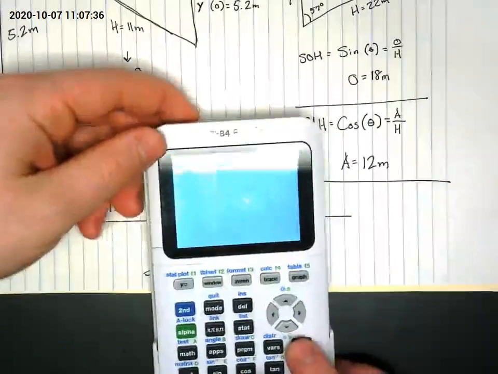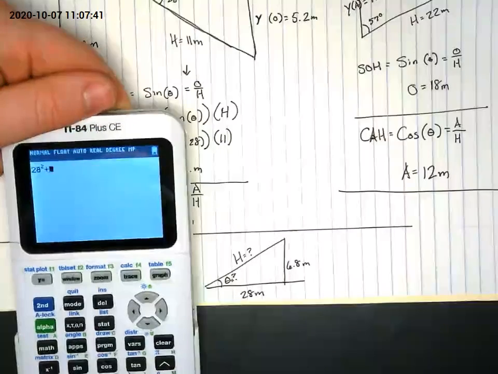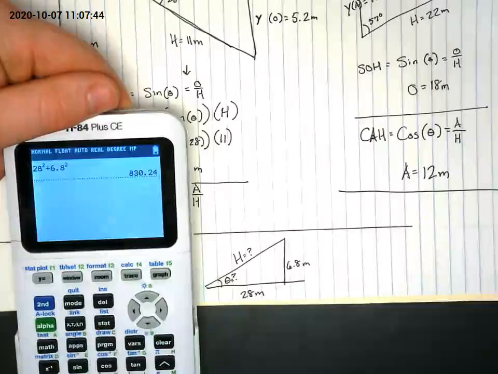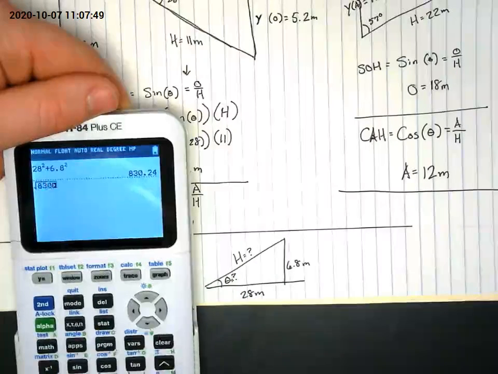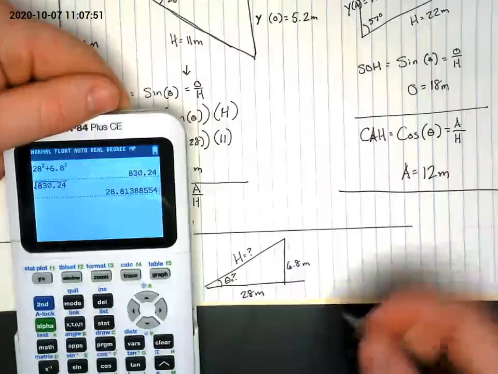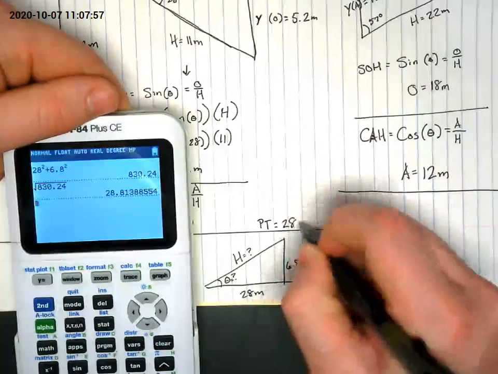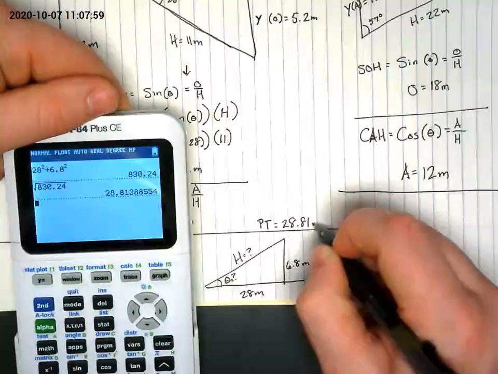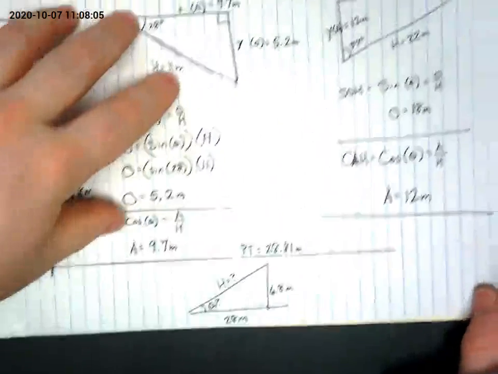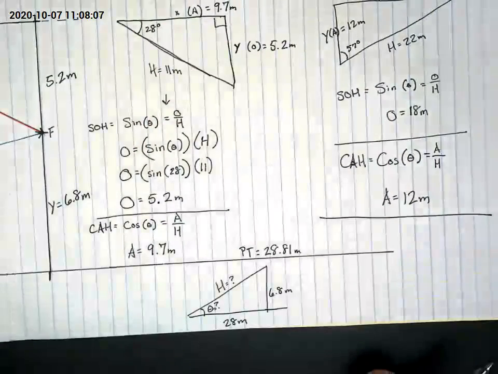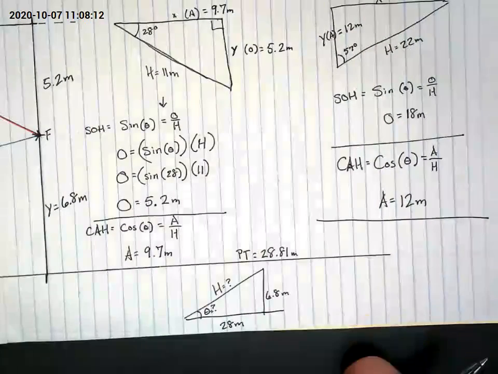Pythagorean's theorem: 28 squared plus 6.8 squared is going to be 830.24. We're going to find the square root of that, and we get 28.81. We'll just keep it at that. That's what we should be looking for here. So let's see how good that is compared to finding theta and then finding the hypotenuse, and also match it to our measurement on the picture there.